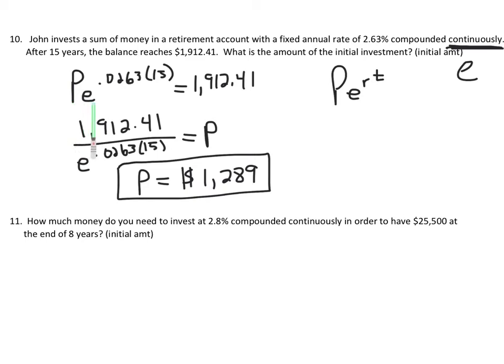So we have P, base E, to the rate is 0.0263 times 15 years. And that should come to $1,912.41. So all I need to do is take this money and divide by the base E to this exponent, and that's it to get P. So what I get is, when I put this in my calculator, I get $1,289. And that's all you have to do to find P.